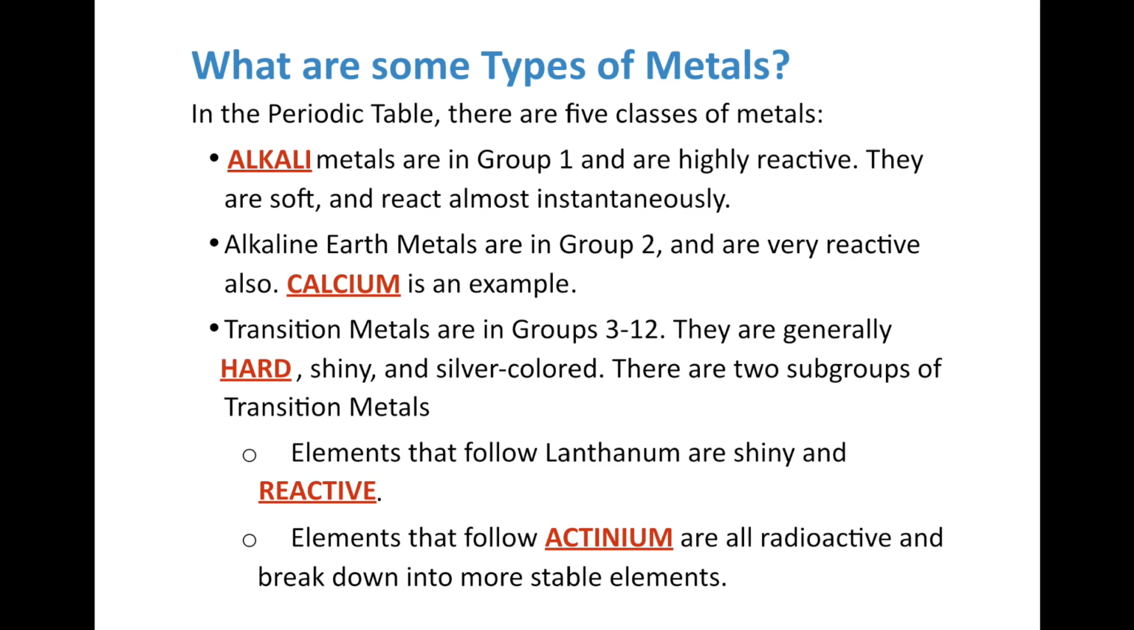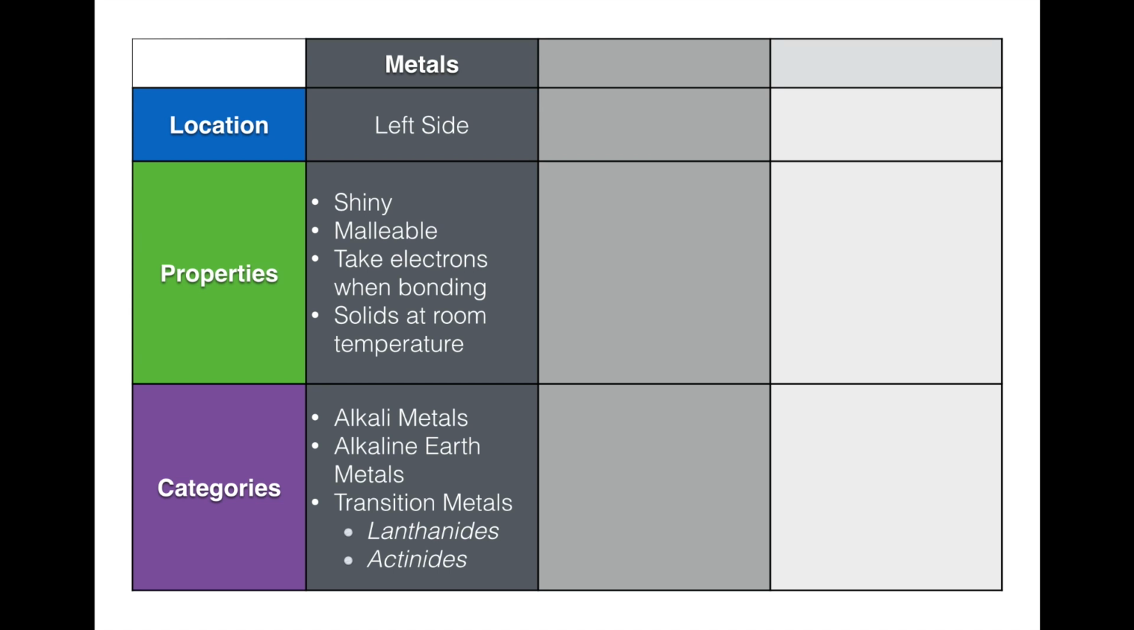Let's put them in our graphic organizer. We have the alkali metals, that's group 1. The alkaline earth metals, that's group 2. Groups 3 through 12 are the transition metals, and underneath them are the lanthanides and the actinides. Just know what they are generally, and for purposes of our class, we just need to know what they are and maybe a couple of examples for them. So those are metals.